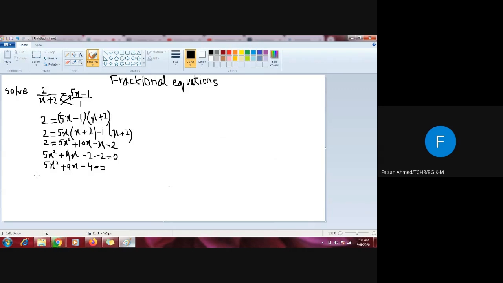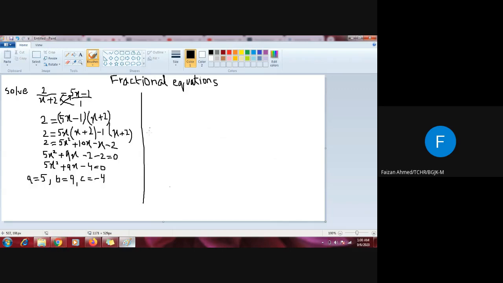I know that in order to solve a quadratic equation, the best method is the quadratic formula method. For that, I have to identify the values of a, b, and c. The value of a is 5. The value of b is positive 9, so I will just write 9. And the value of c is minus 4. Now I will be shifting to this side of the board.